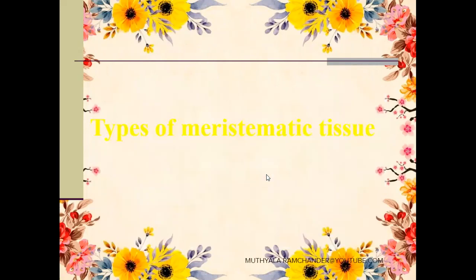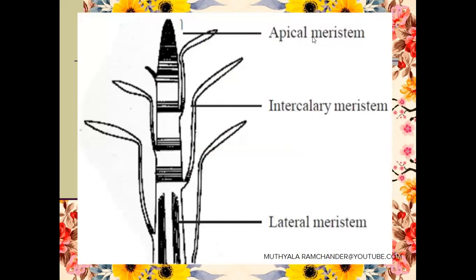The meristematic tissues are of three types: apical meristem, second intercalary meristem, third lateral meristem. Generally, in all plants, these three types of meristematic tissues are present in the plant body. See, we observe in this diagram the shoot part. The shoot part contains apical meristem, intercalary meristem, and lateral meristem. Apical meristem is present at the terminal part of the shoot.